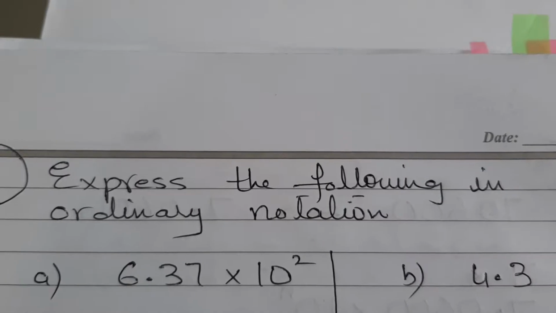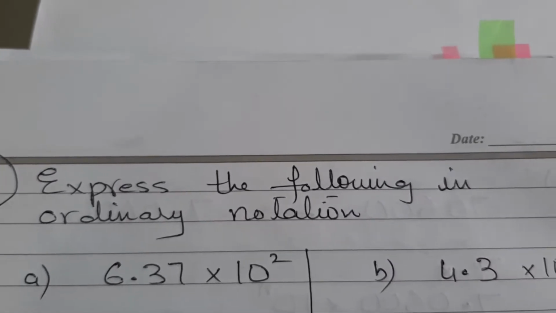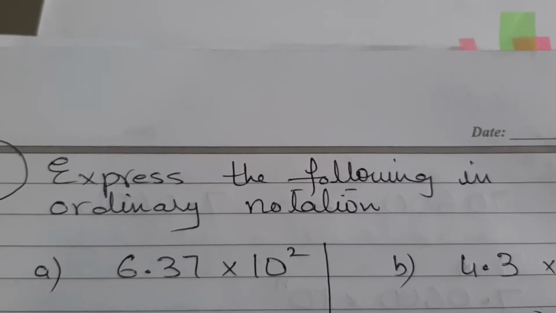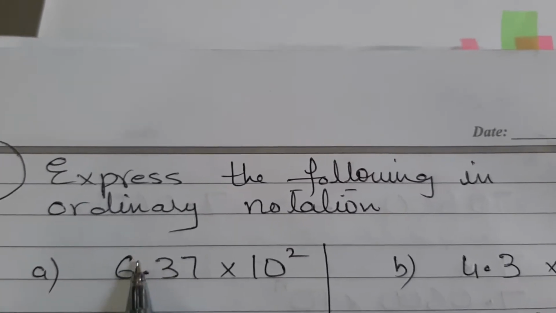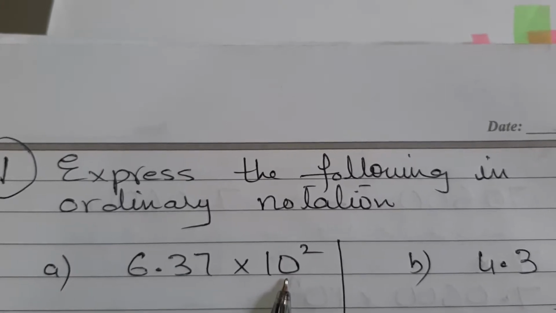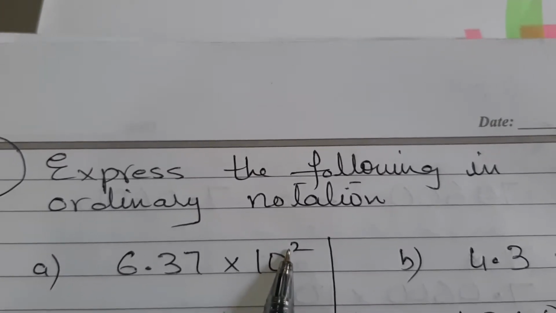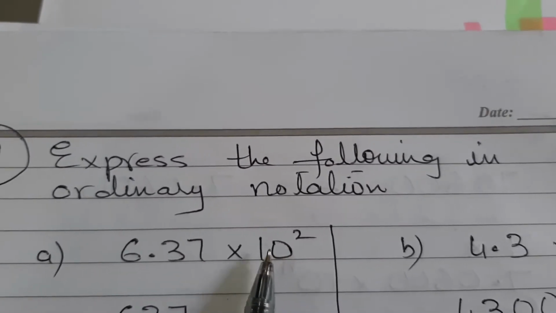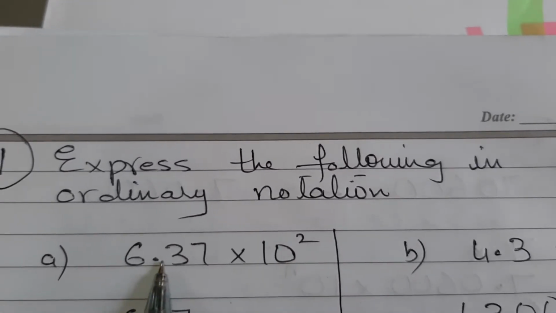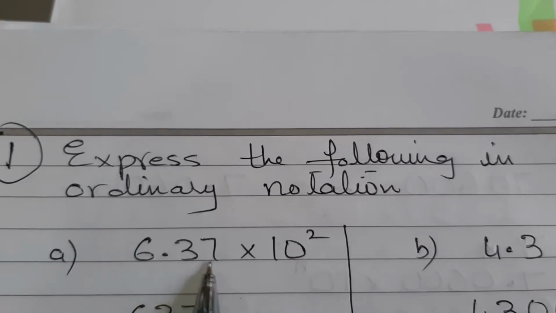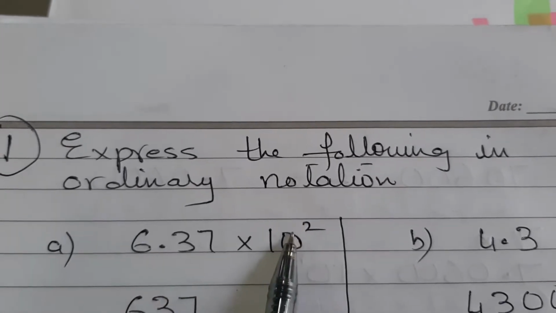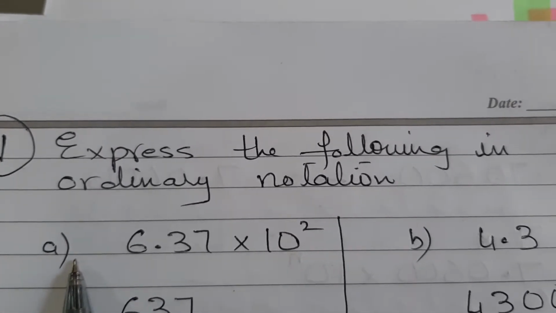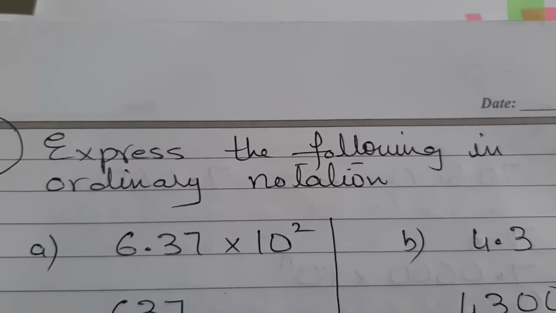Okay, so I am going to express the following numbers, given in standard form, into ordinary notation. Now let's see here. 6.37 into 10 to the power 2. Now 10 to the power 2 is actually 100. But how will you remember? Because whenever you multiply by 10, 100, 1000, the decimal jumps to the right. When you multiply by 10 to the power of a negative number, the decimal jumps to the left, because in that case you are actually dividing it.